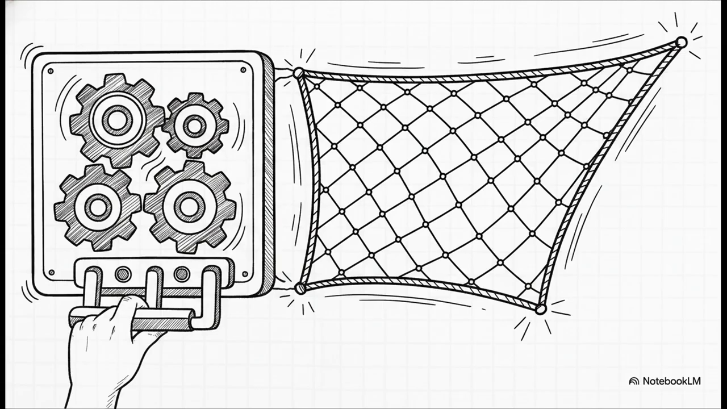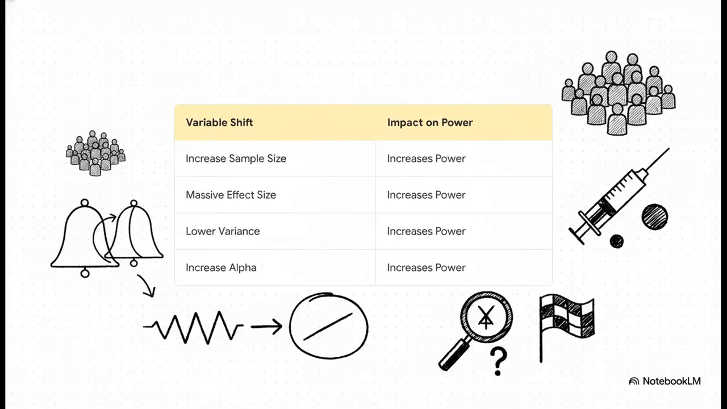If you pull one lever, it automatically shifts the others, which completely changes your study's ability to detect the truth. Let's actually walk through this matrix row by row. First, if you increase the sample size, you naturally narrow those distribution curves, which drastically increases your power. Second, if you have a massive effect size, say a drug that cures 80% of people versus just 2%, well, that huge difference is obviously much easier to detect, right?